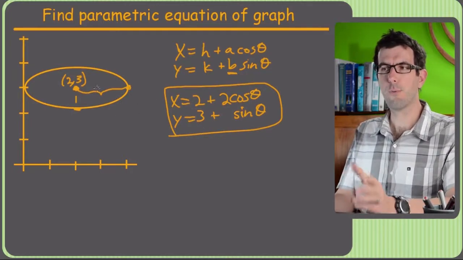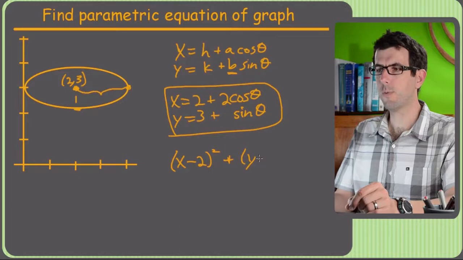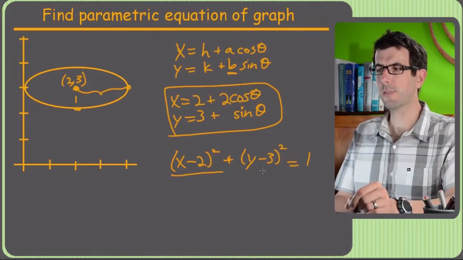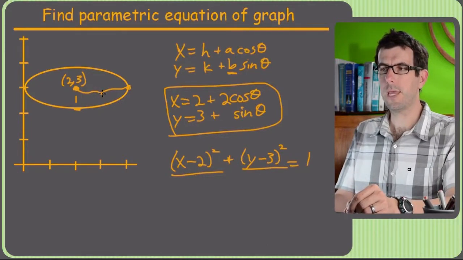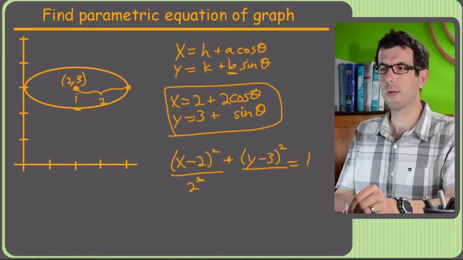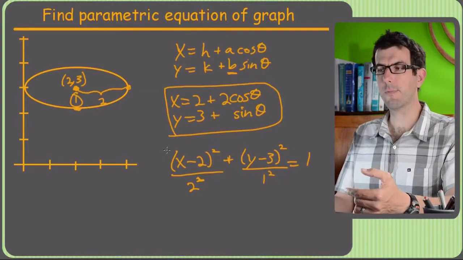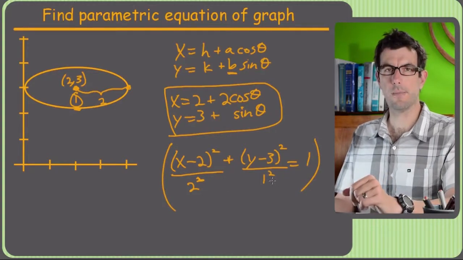Again, if we just go back to the graph, we'll have (x minus the x coordinate) squared plus (y minus the y coordinate) squared equals 1, but then the trick is that each one of these is divided by the little a or b squared. Since this was 2 in the x direction, I've got a 2 squared down here. And since this dimension is 1, I've got a 1 squared right there. That'd be the standard rectangular version of an ellipse.